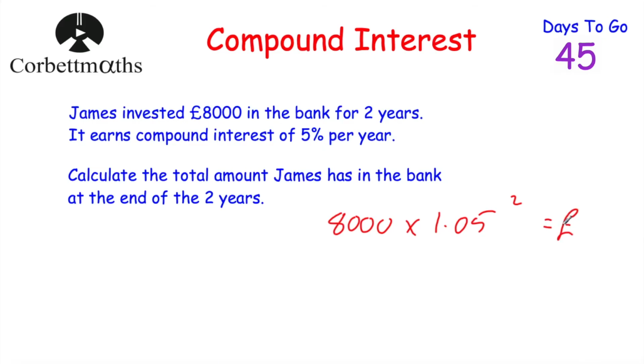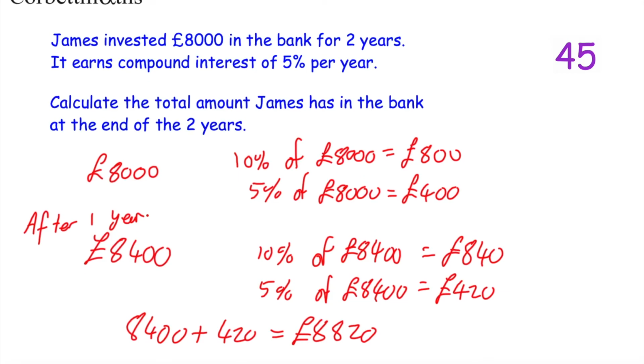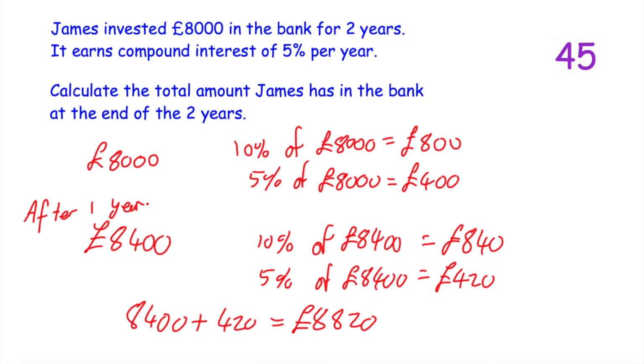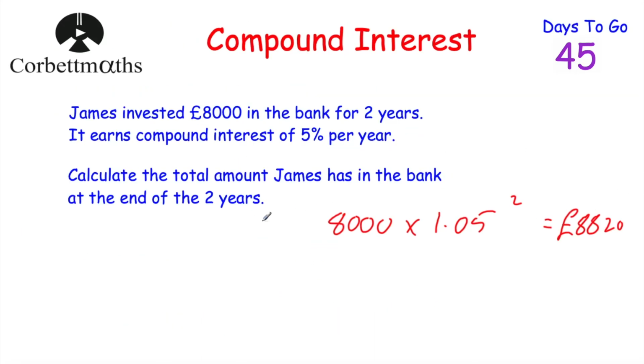That's equal to £8,820. And that's the same as what we did before. That was equal to £8,820. But it's a bit quicker and easier. And the way we can write this down is as a formula. We could write the initial multiplied by the multiplier to the power of time.